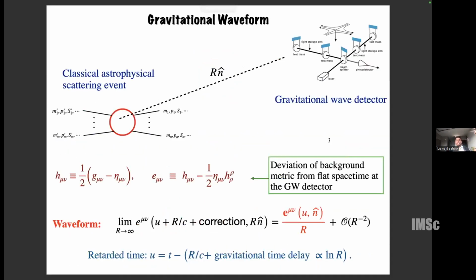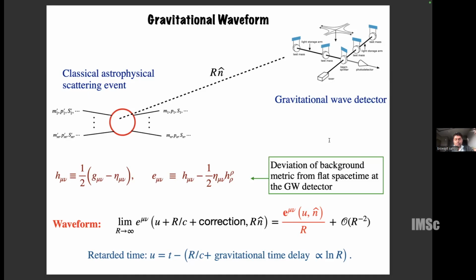Okay, so here again I set up this classical astrophysical event, and suppose I have a gravitational detector at some distance r along some direction n hat, and let me define the deviation of the background metric from the flat spacetime by h mu nu. So h mu nu is the metric fluctuation at the detector, which is a deviation from the flat metric, and e mu nu I define as the trace reversed metric fluctuation. It's just an invertible equation from h. If you know h mu nu, you can know e mu nu.